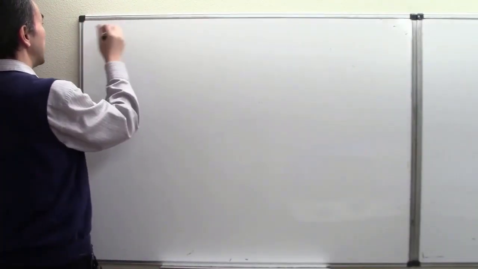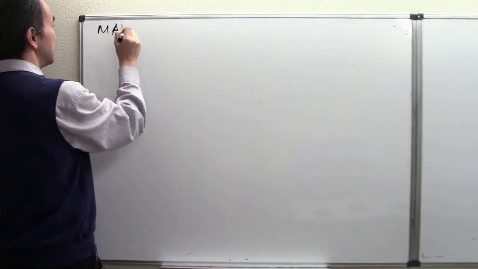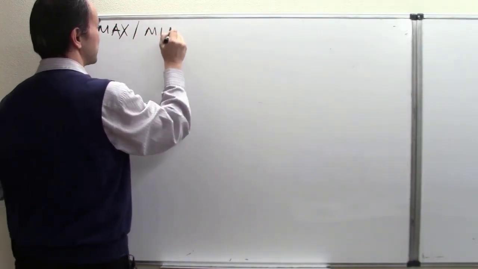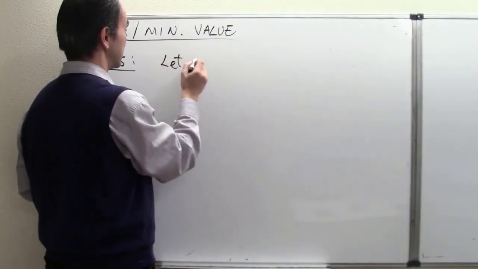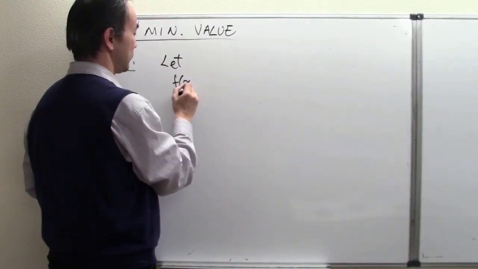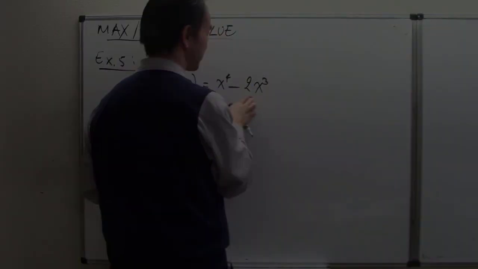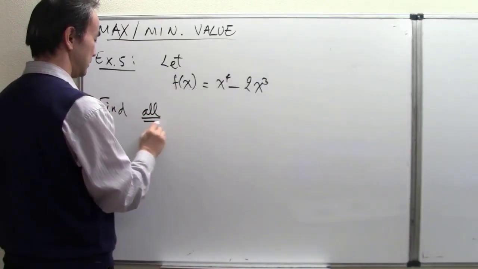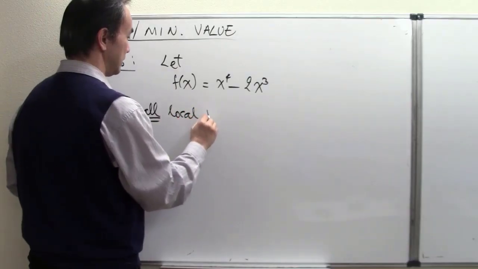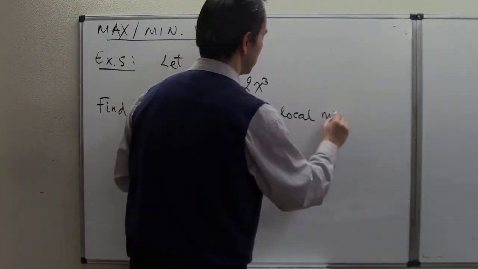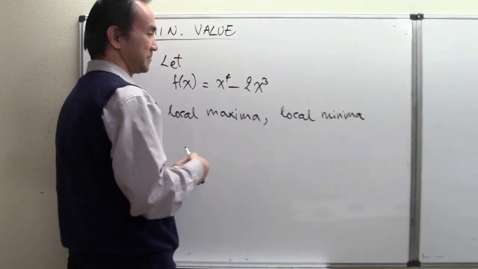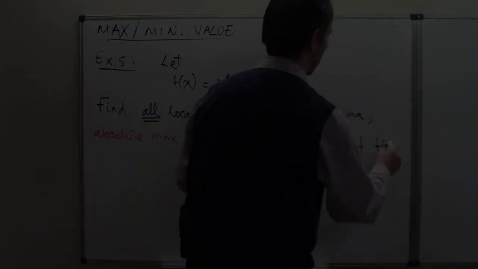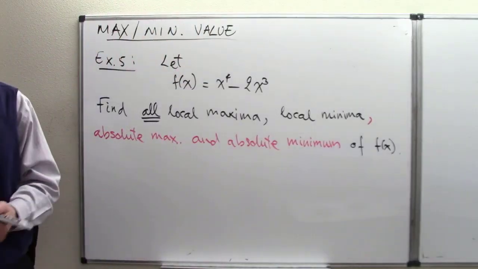All right, so let me now bring in example 5 here. We're still looking at the maximum and minimum values. In this example, we have a function given as f of x equals x to the 4th minus 2x cubed. This time, we want to find all local maxima and local minima, and also the absolute maximum and absolute minimum. Spend some time writing it down, and we're going to tackle it.